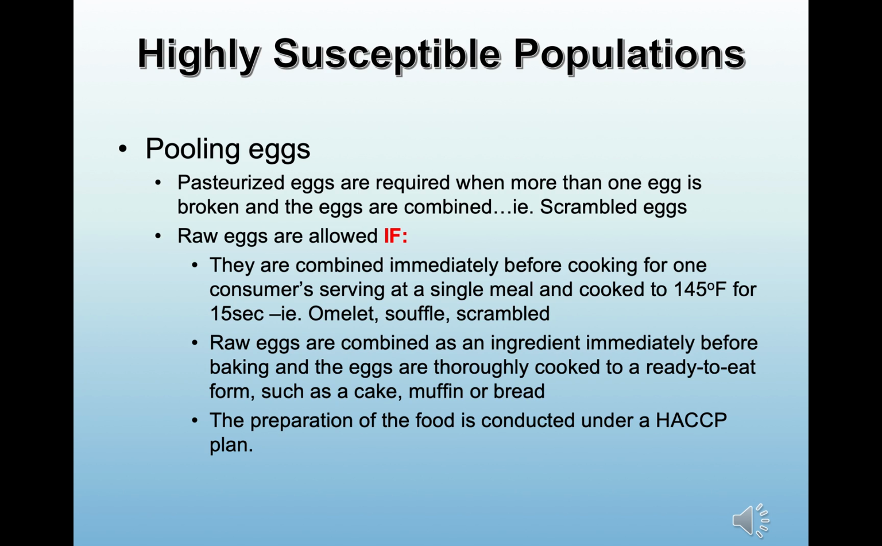Raw eggs are also allowed if they are combined as an ingredient immediately before baking and the eggs are thoroughly cooked to a ready-to-eat form, such as a cake, muffin, or bread. Pooling eggs is also allowed if the preparation of the food is conducted under a HACCP plan.